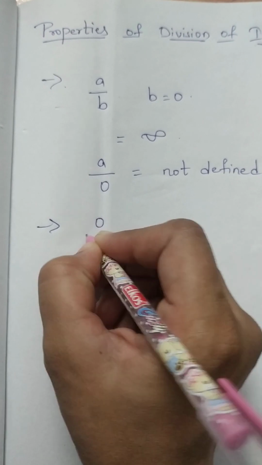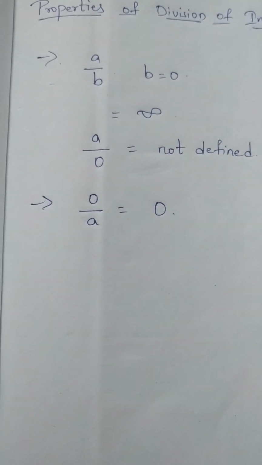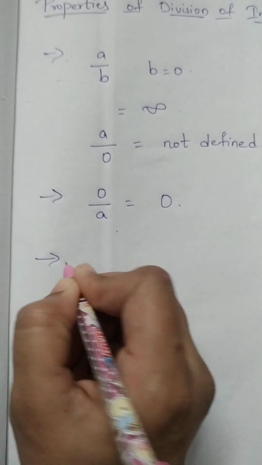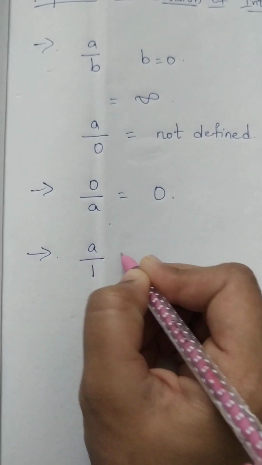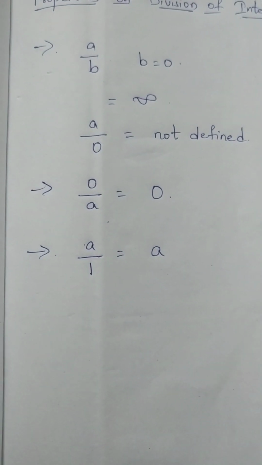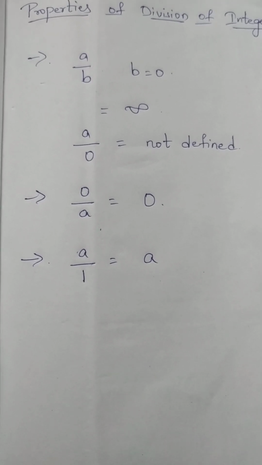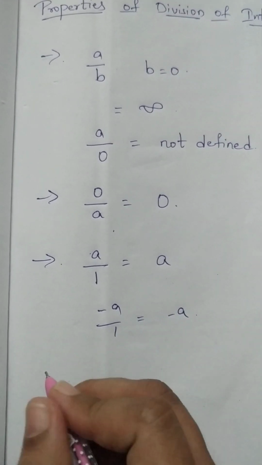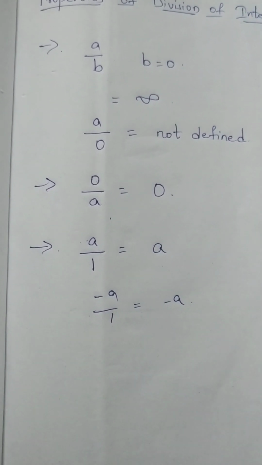Now suppose 0 by a is there. If the numerator is 0, the answer is 0. So this is the second thing you have to learn in division. And the third one: when any number is divided by 1, the answer is the integer itself. Suppose a is an integer and a is divided by 1, whether it is positive or negative, whatever it is. Suppose minus a by 1 is minus a. If it is positive, you get a positive answer. If it is negative, you get a negative answer. Is that clear, children?